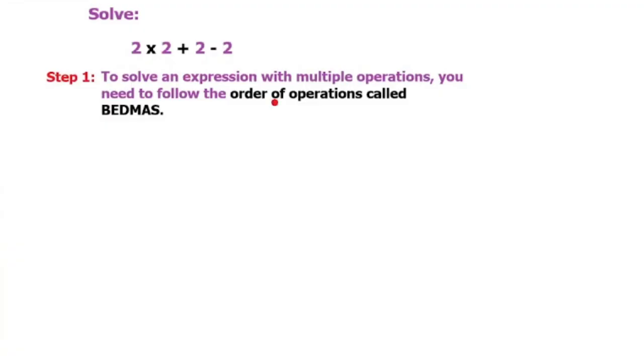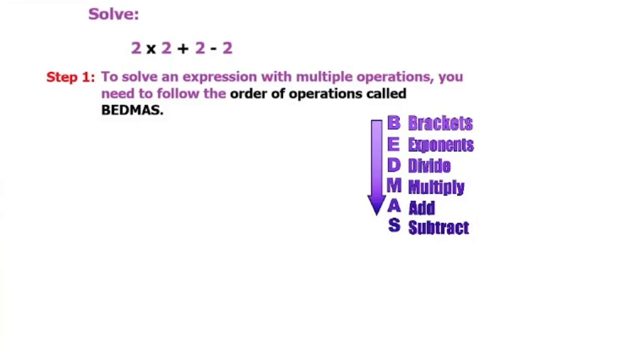So the first step is to solve an expression with multiple operations. You need to follow the order of operations called BEDMAS. So you're probably thinking to yourself, what the heck is that? This is BEDMAS. This is the order in which things are done. So first you do brackets, then you do exponents. Don't worry about that right now. We haven't learned that yet. Then you do divide, then you do multiply, then you do add, then you do subtract, BEDMAS.